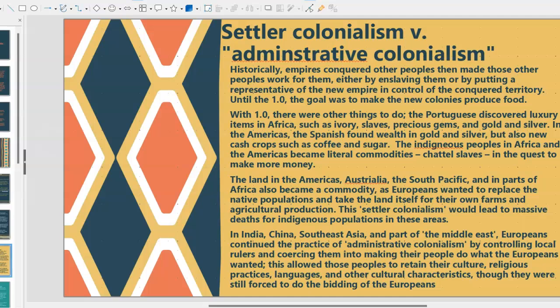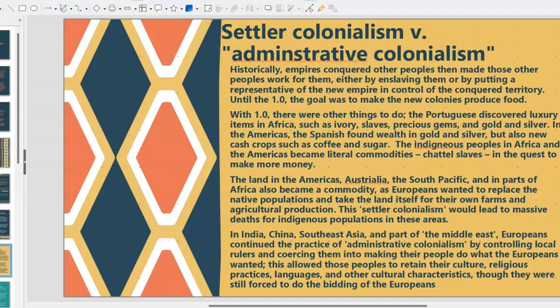In India, China, Southeast Asia, and part of the Middle East, Europeans continued the practice of administrative colonialism by controlling local rulers and coercing them into making their people do what Europeans wanted. And this is a big part of what Frankopan consistently talks about. When he talks about how the British in Chapter 18 were trying to install their own sympathetic members of that society into place, he's doing that to say basically these are guys that the British could manipulate because these guys were already trying to adopt Western culture's ideas, mindsets, capitalism.